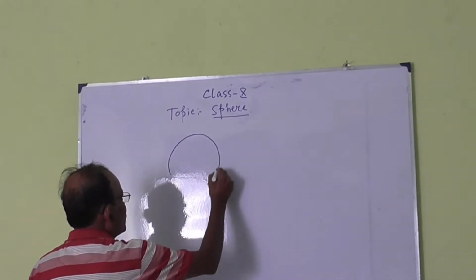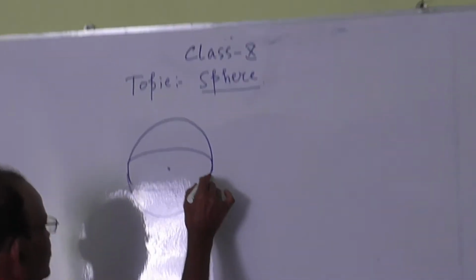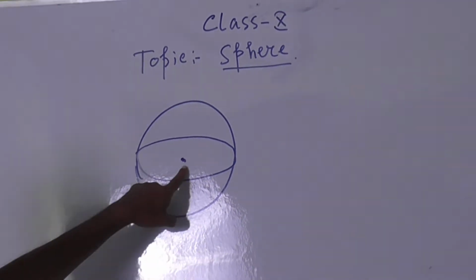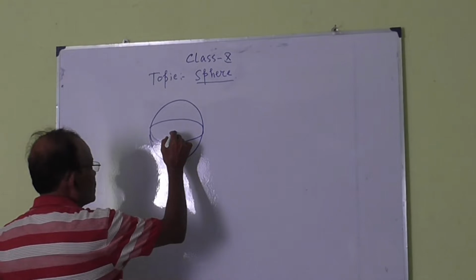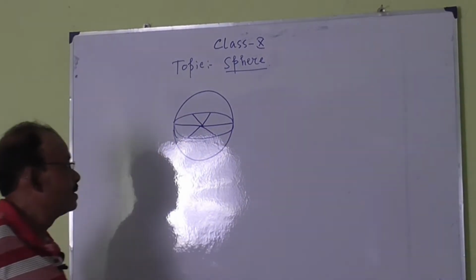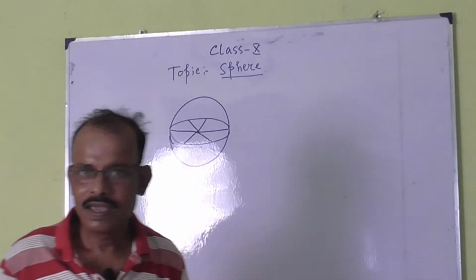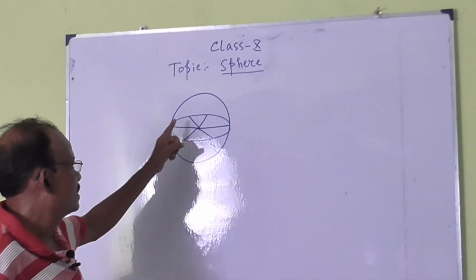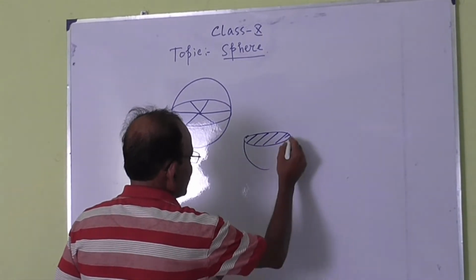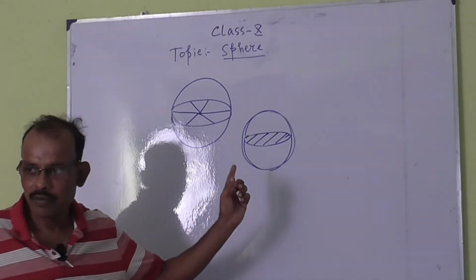So, this is a sphere. If we draw a section from the mid portion of the sphere, this is the radius. Clear? This is the two-dimensional figure. We write it as a circle, but this, like this, is a sphere. It is a ball shape.